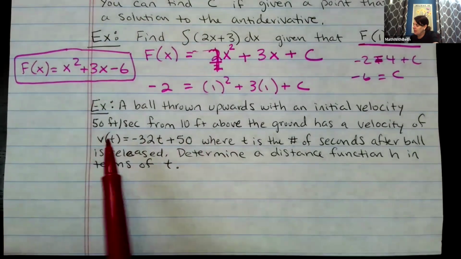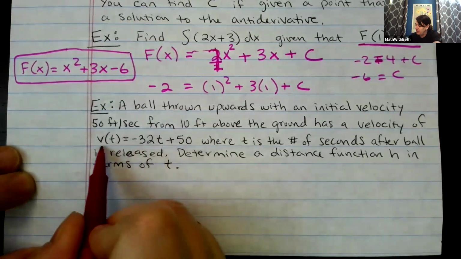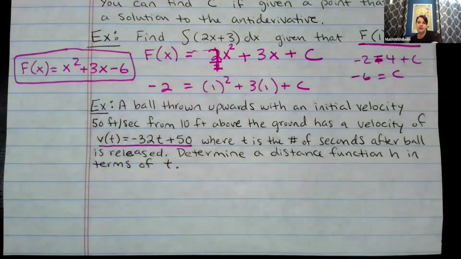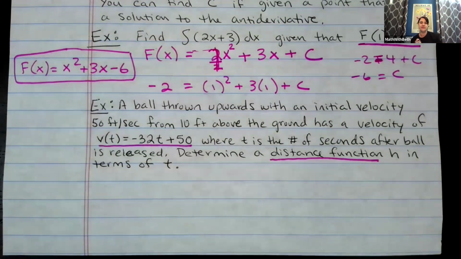So a ball is thrown upwards with an initial velocity of 50 feet per second from 10 feet above the ground. Here's my velocity equation, where t is the number of seconds after the ball is released. Determine a distance function, h, in terms of t.